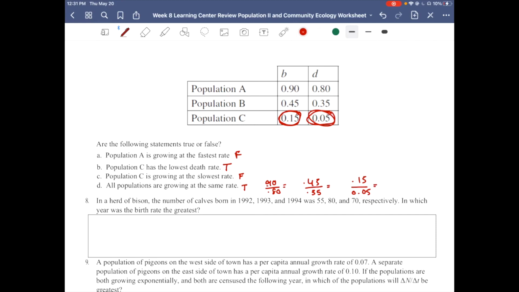So you can only say how fast something's happening if we know the year and the whole population size. So we cannot answer this question because we don't know the population size. And the numbers they gave us, 55, 80, and 70, are just the number that were born. But because we don't know the population size or how many were in there to begin with, it's really not possible to answer this question.